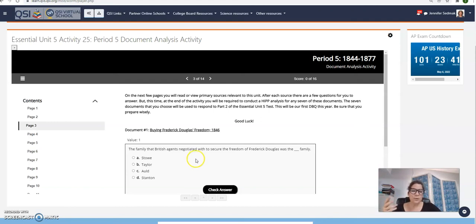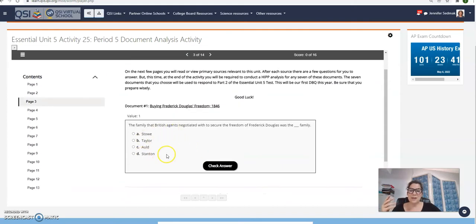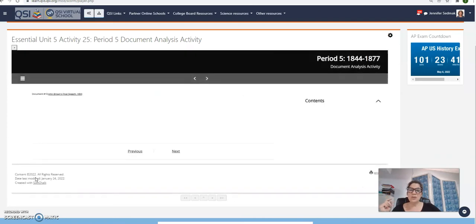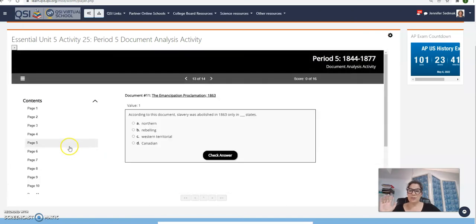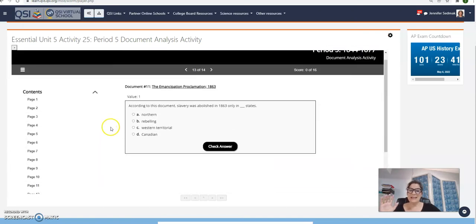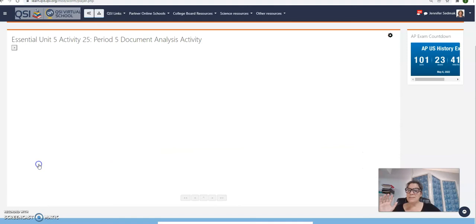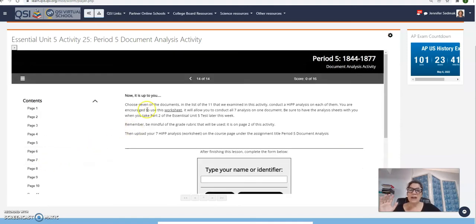I'm going to have you first go through each of the 11 and answer some multiple choice questions like this. But by the time you get to the last document, I'm sorry, I should say page 13, the last document, what I'm telling you at the end is you have to choose 7 of them to conduct a HIP analysis on, and those same 7 are going to be the 7 documents that you're going to use on part 2 of the Essential Unit 5 test.